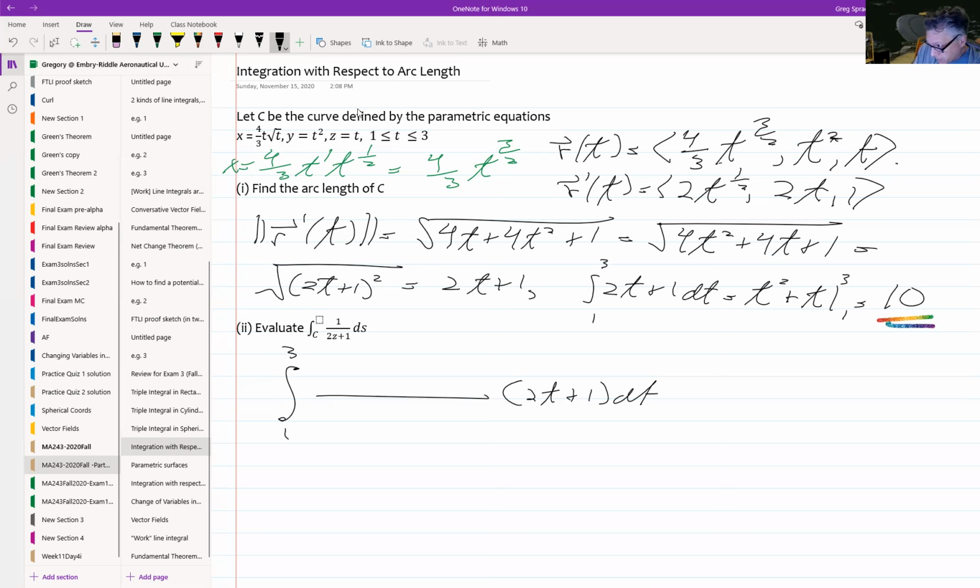Okay. Now, in the 2z plus 1, I replace z with t, because z equals t. If there were any y's, I would replace them with t squared. If there were any x's, I'd replace them with 4/3 t to the 3/2. Now the integrand simplifies to the constant 1. See, almost as if it were concocted just to do that. Funny. And we end up, the final answer is 2.